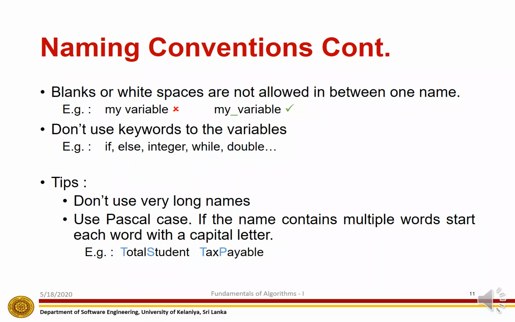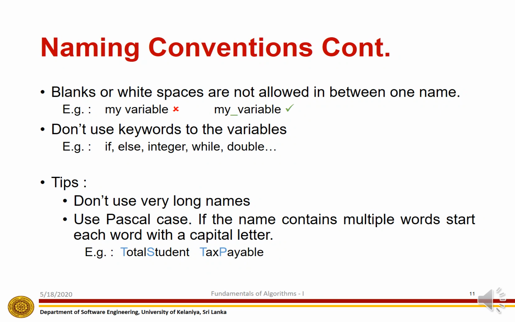Because, for example, say my variable, the compiler or an outside person who reads our algorithm will recognize that as two words, not as one variable. To avoid that, we can use underscore in between the two words. And next, don't use keywords as variable names. For example, if, else, integer, while, double, and etc. Those are reserved words. Don't use them as variable names.